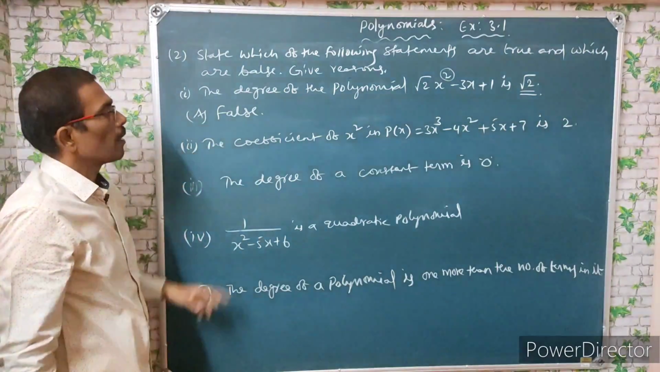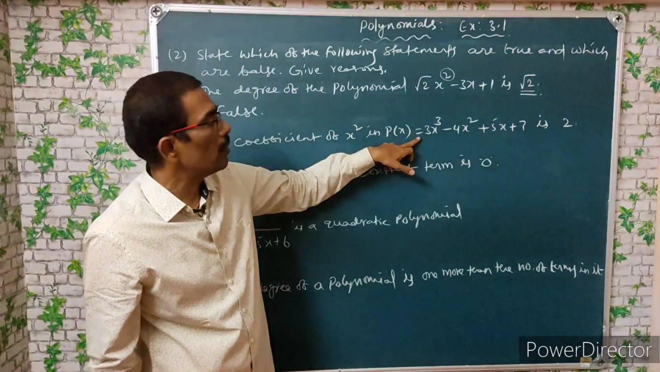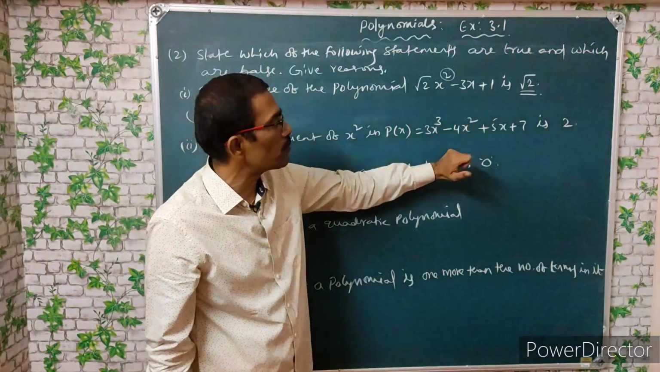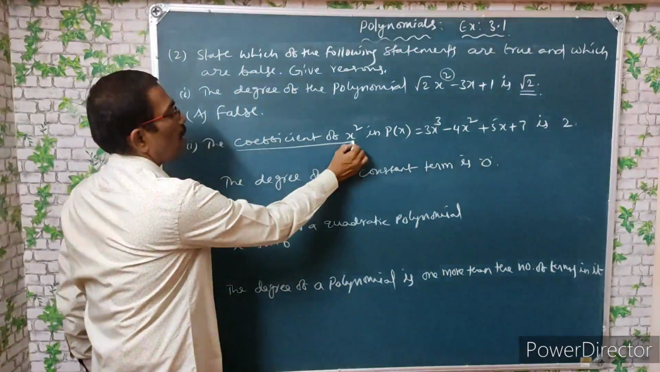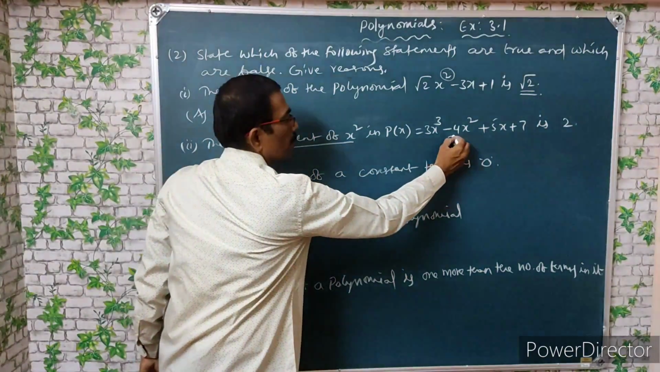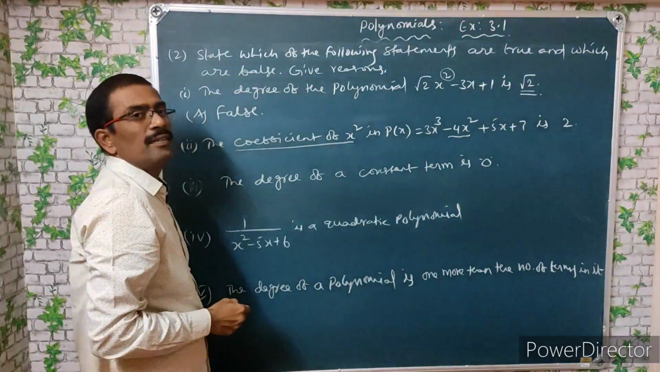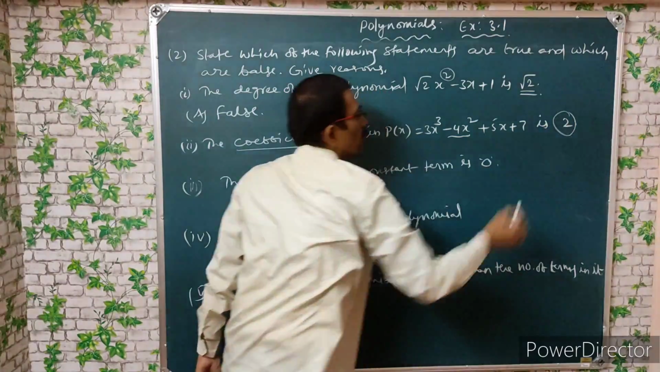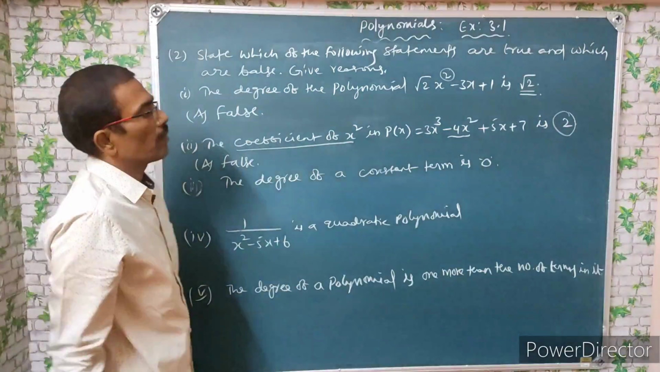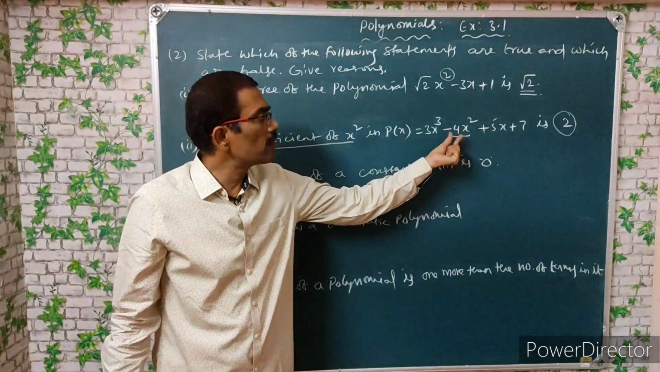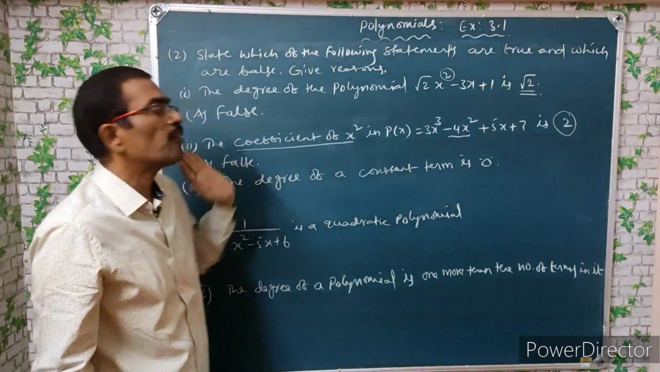Now second one. The coefficient of x square in the polynomial p of x is equal to 3x cube minus 4x square plus 5x plus 7 is 2. The coefficient of x square, look at here. The coefficient of x square is what? Minus 4. But in the question it is given as 2. So it is also false. So what is the reason? Here, why it is false? Because here the coefficient of x square is minus 4, not 2. But he has given 2. So that is why it is false.